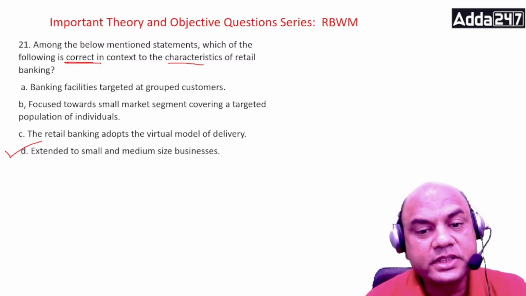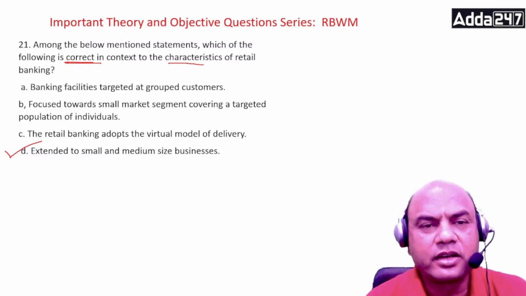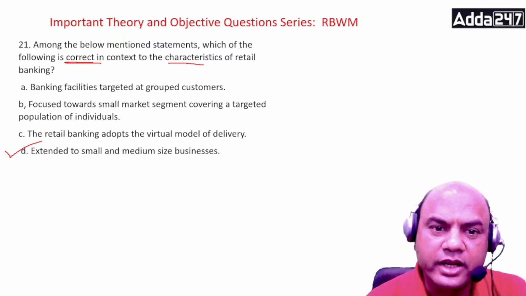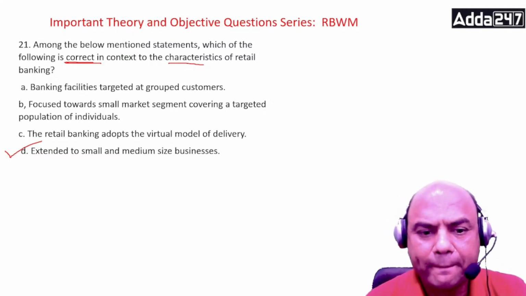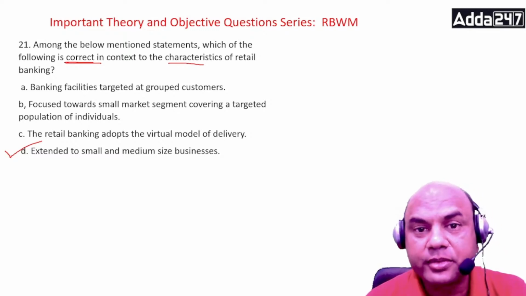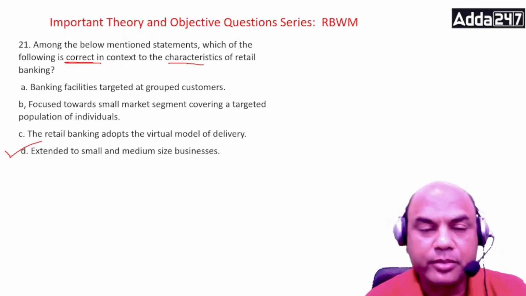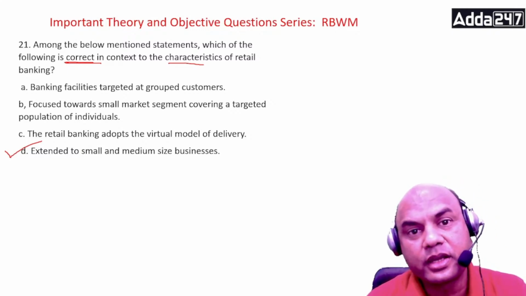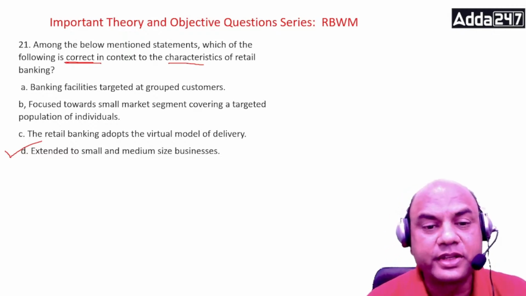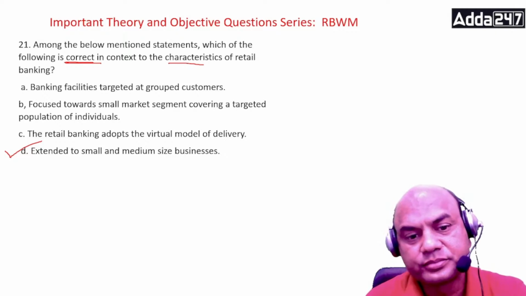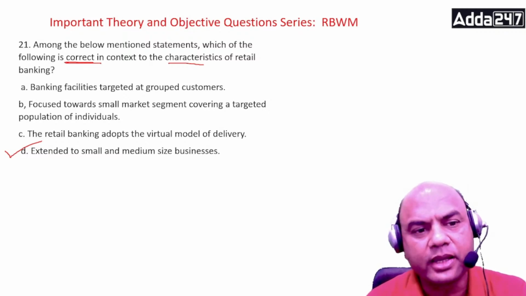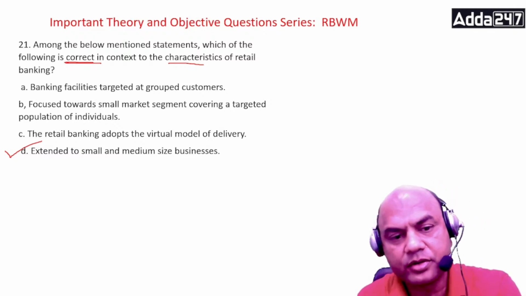What do you mean by virtual? It means physical and virtual, extended through branches and also through machines, ATM and internet, anything. They are extended to small and medium customers. So basically these businessmen's accounts of proprietorship, partnership, even private limited companies mainly are always opened in retail banking. Even some of the public limited companies are also opened in retail banking, right? It depends on the turnover. So the answer is D. Got it?